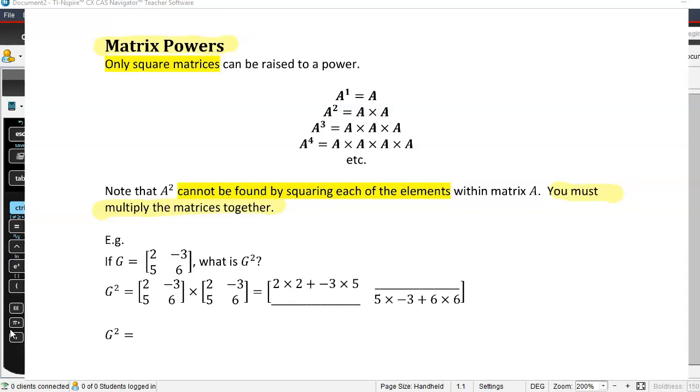Let's work through this example I've got here. So I've got matrix G is equal to 2, negative 3, 5, 6. What is G squared? Okay, so G squared is matrix G times matrix G.